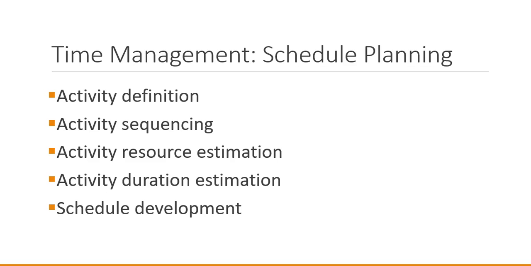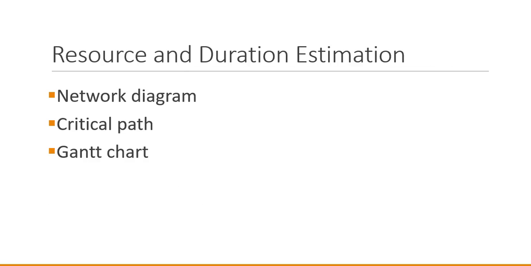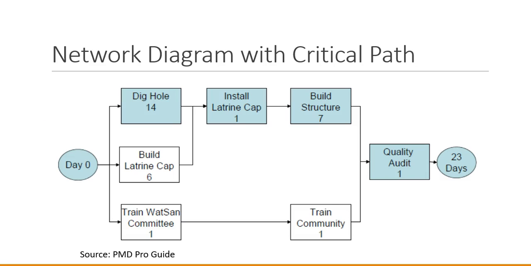And then we can develop a schedule for the project. For estimating resource usage and duration, we have several tools available. We will look in this lecture at the network diagram and the critical path, and in our lecture on project management disciplines towards the end of the course, we'll look at an example of a Gantt chart. Here we have an example of a network diagram.